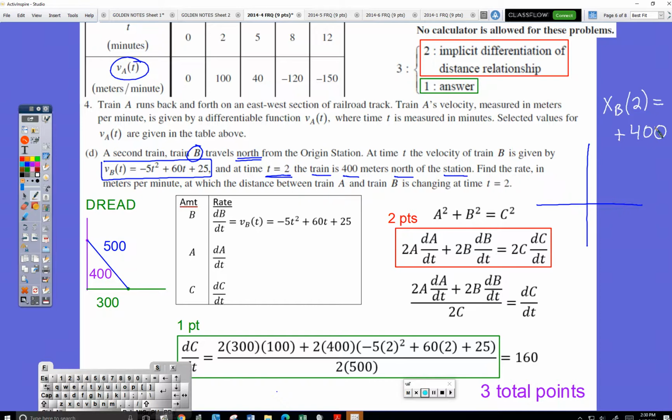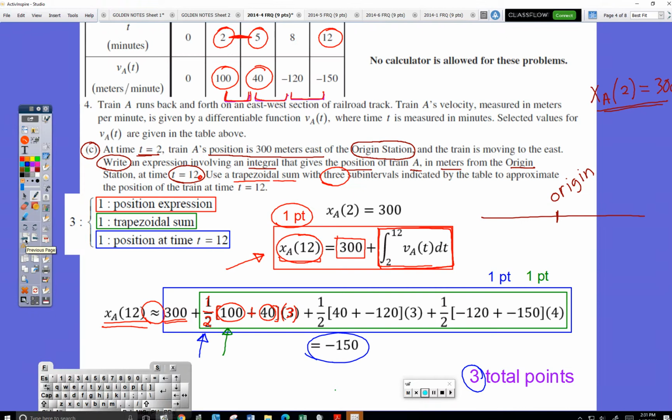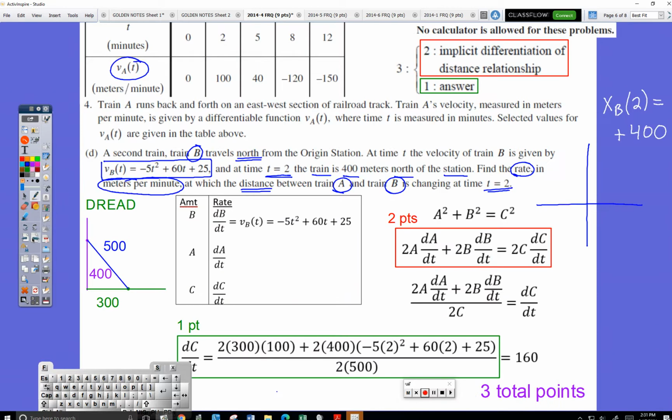Find the rate, in meters per minute. That's a big clue, meters per minute, that's a velocity, at which the distance between train A and train B is changing at time equal 2. So at the moment of interest, they are forcing you to remember part C, where they told us that the position of train A at time 2 was 300. You have to remember that, but you have a sheet with everything laid out in front of you, so that kind of helps.